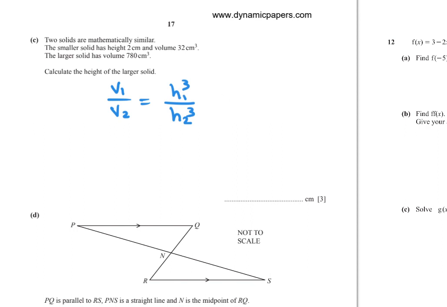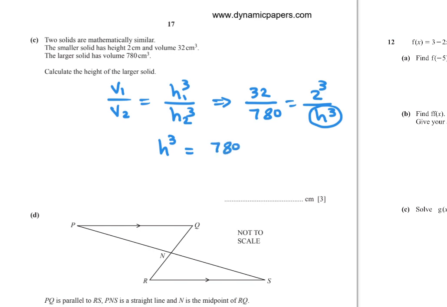So now we can apply this rule. 32 over 780, V1 over V2, equals 2 to the power 3 over H2 to the power 3, the height of the larger one. So to find H to the power 3, 780 times 2 to the power 3 divided by 32 equals 195. Now to find H, the cube root of 195 is 5.80 to 3 significant figures.